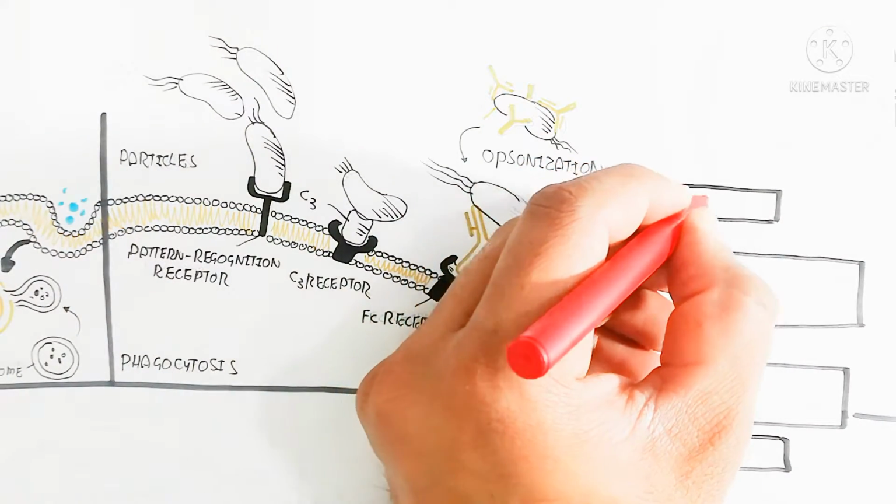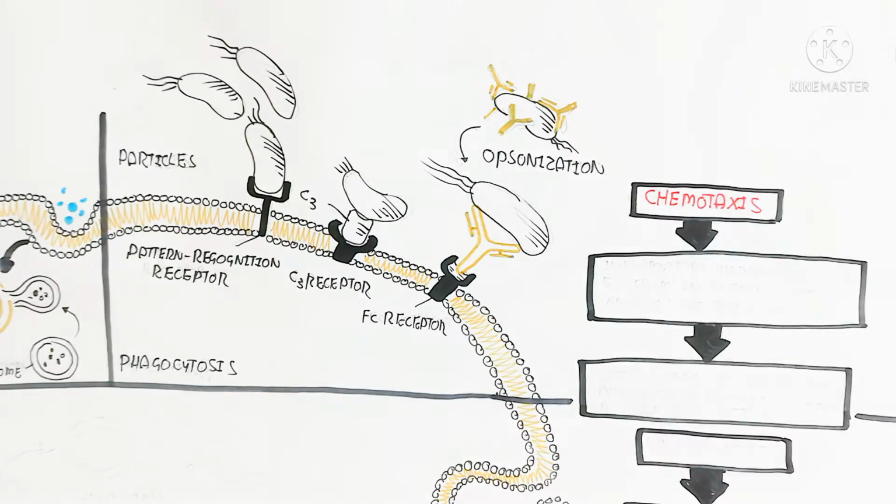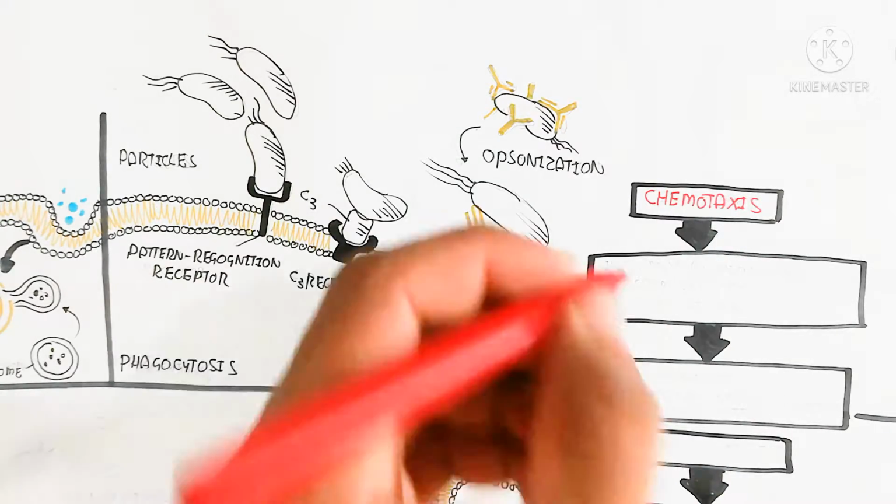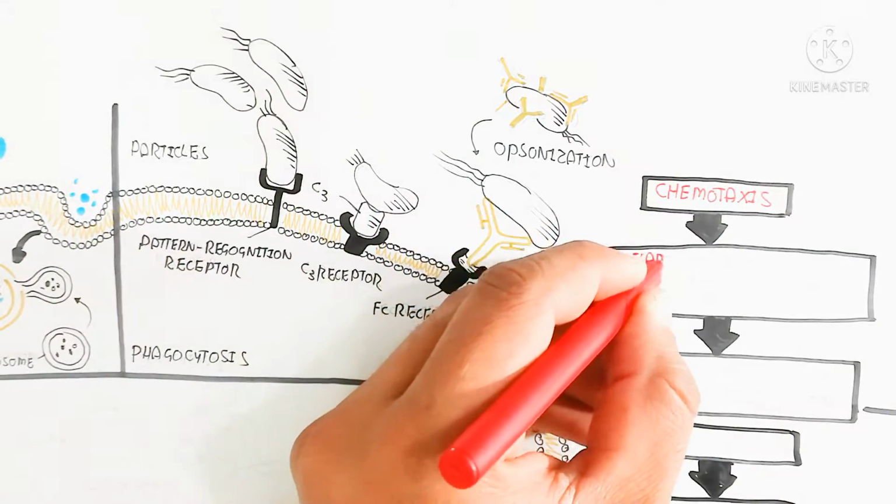So let's begin to understand here with chemotaxis first. Chemotaxis means the following: the cell will follow toward the chemical.